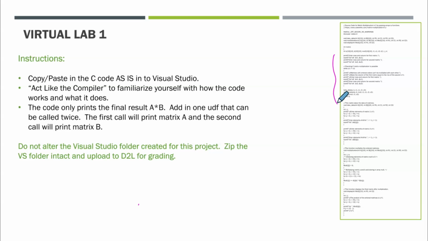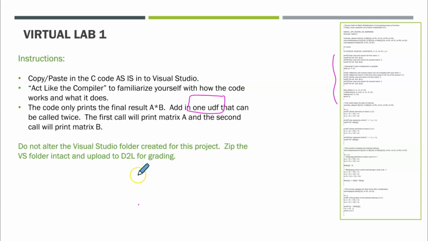Look at the code before you run it. See if you can act like the compiler. What does the code do? After you act like the compiler and get familiar with the code, then what I want is for you to write a user-defined function that can be called twice. The first call will print matrix A, and the second call will print matrix B.